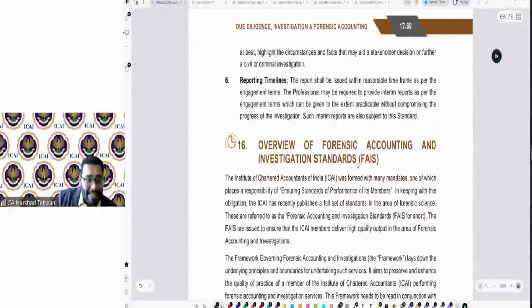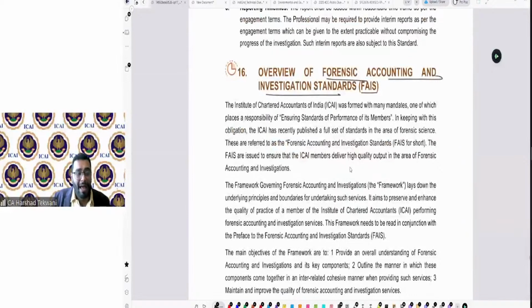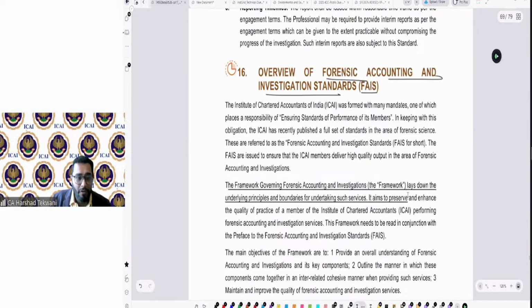Now coming to FAIS, that is forensic accounting and investigation standards. These are the standards issued by ICAI for the chartered accountants who are delivering forensic accounting and investigation services. In short form, it is known as FAIS. The framework of FAIS lays down the principles and boundaries for undertaking such services. The way we have engagement and quality control standards, SAs, SRE, SAE, SRS, the same way there are FAIS, forensic accounting and investigation standards. These standards are required to be followed when a chartered accountant is delivering forensic accounting or investigation services.